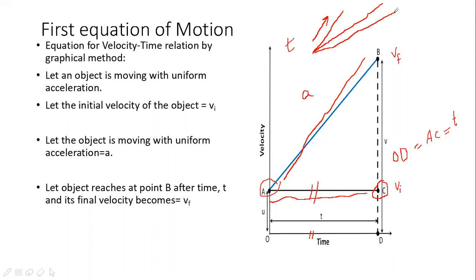So the height, this distance, the perpendicular, and the base will give you the acceleration. The ratio of perpendicular to the base will give you the acceleration produced during the journey. So the first equation of motion, the velocity time relation, you have to derive by the graphical method.